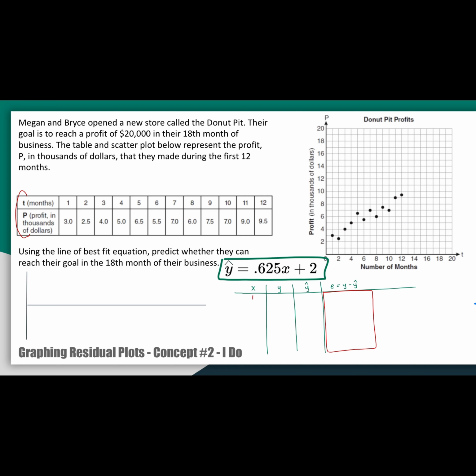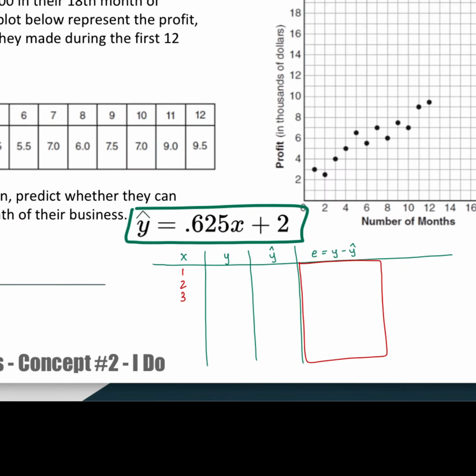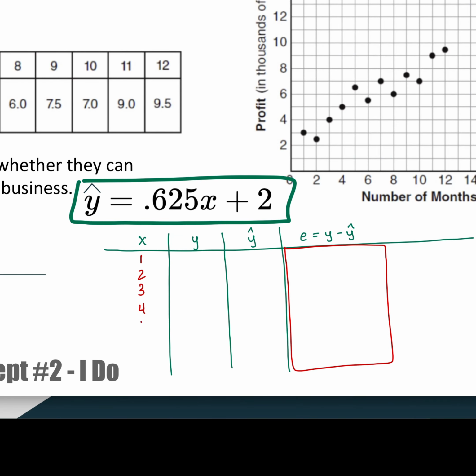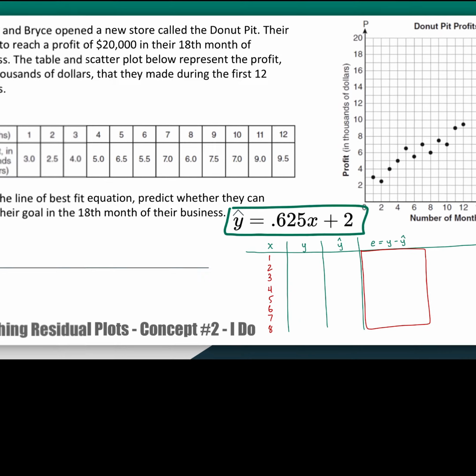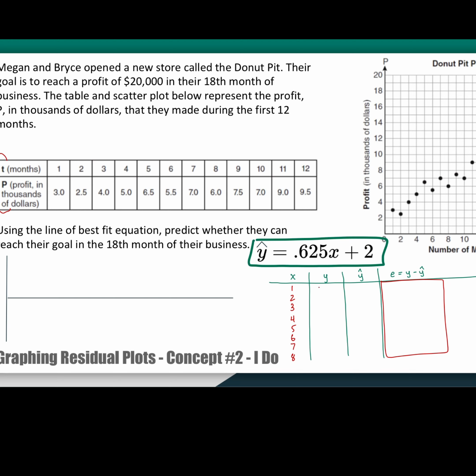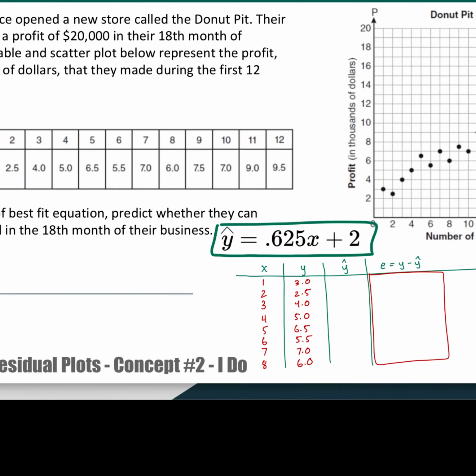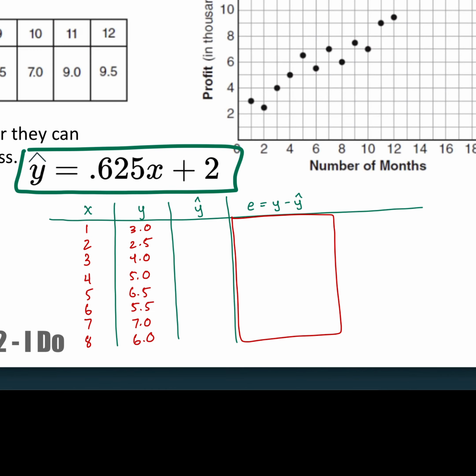So I'm going to go 1, 2, 3, 4, 5, 6, 7, 8. And we already have y values for those. We have 3.0, 2.5, 4.0, 5.0, 6.5, you guessed it, 5.5, and then 7.0, and then 6.0. Now, those are given.